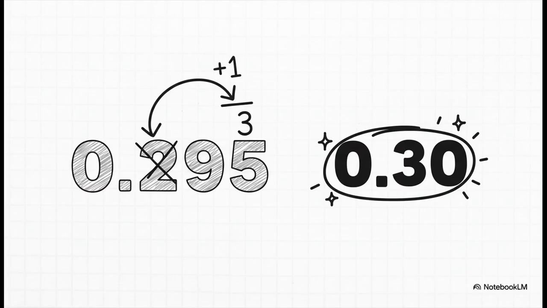Now, when you round up a 9, it becomes 10. So you write a 0 and carry the 1 over to the 2, which becomes a 3. And here's the crucial part. That final 0 is not optional. You absolutely have to write it to show that you've correctly rounded to 2 decimal places.